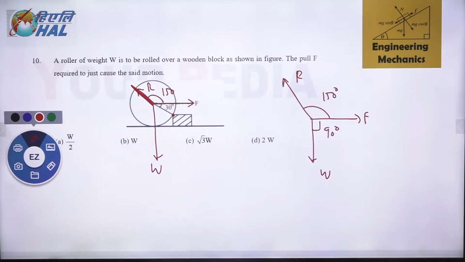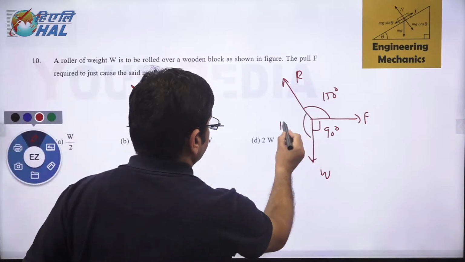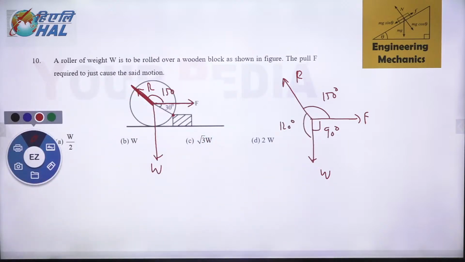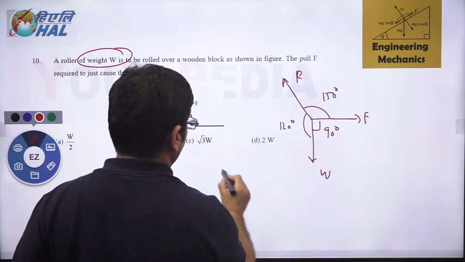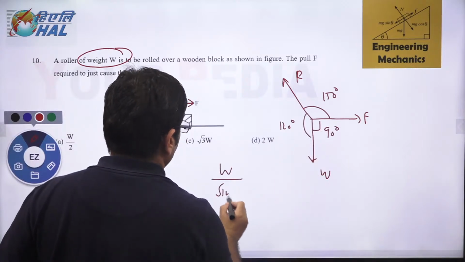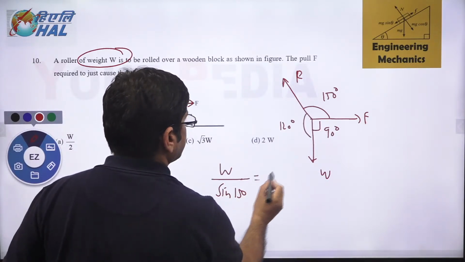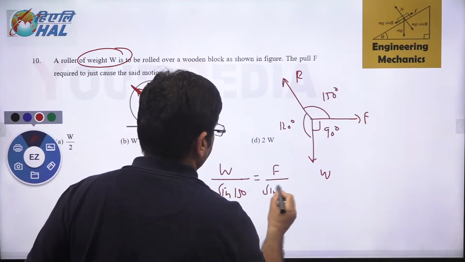And the left is 120 degrees, 120 degrees. Now we want to find out force F, and the given force is W. So let's write the equation in F and W. So W over sine of 150 is equal to F over sine of 120.